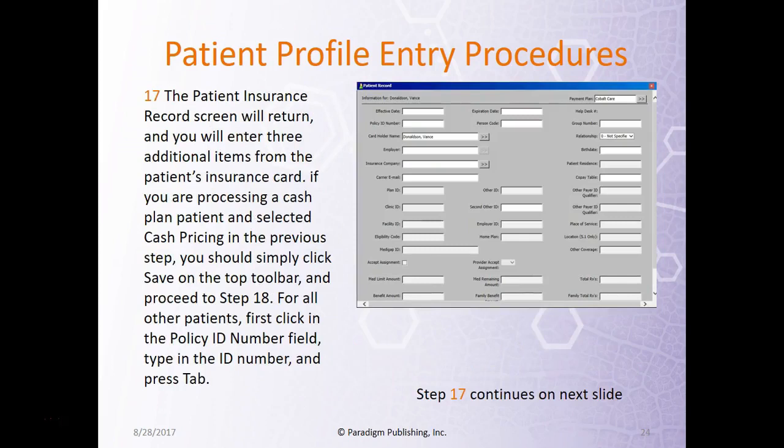The patient insurance record screen will return and you will enter 3 additional items from the patient's insurance card. If you are processing a cash plan patient and selected cash pricing in the previous step, you would simply click Save at the top of the toolbar and proceed to step 18. For all other patients, first click on the ID number field. So the policy ID number field is up here at the top, and then type their number and then press Tab.